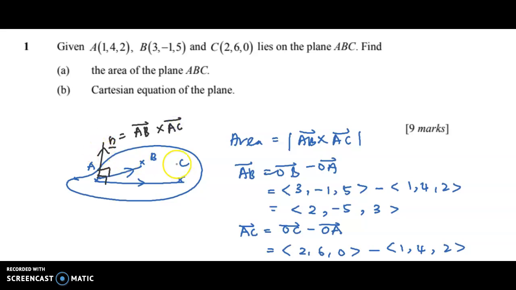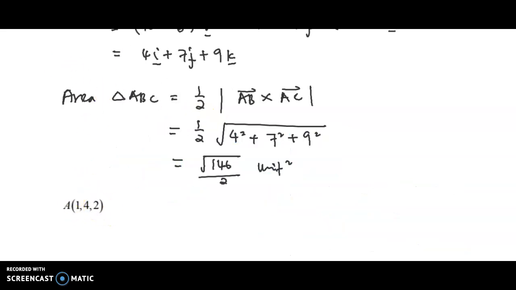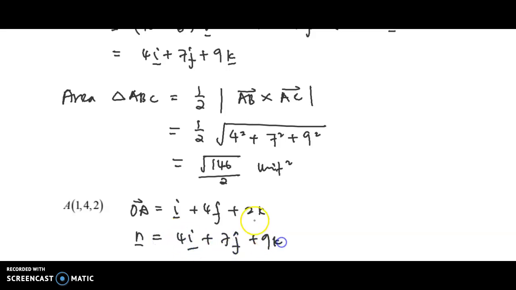You already have n, and you need at least one point so that you can substitute into the plane equation. For the one point, I choose point A. So convert that point A into the position vector, that is our OA. OA equals I plus 4J plus 2K. And the normal vector is equivalent to AB cross AC, that is 4I plus 7J plus 9K.